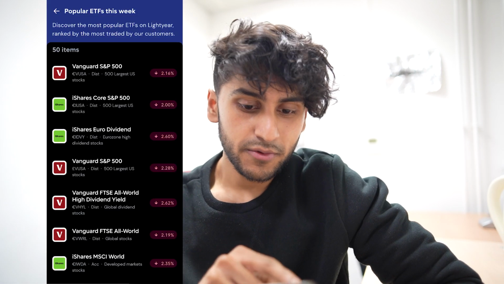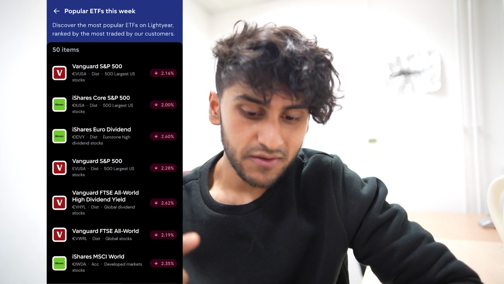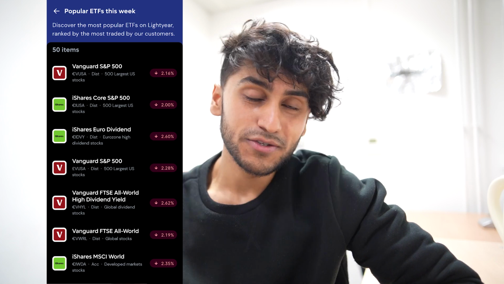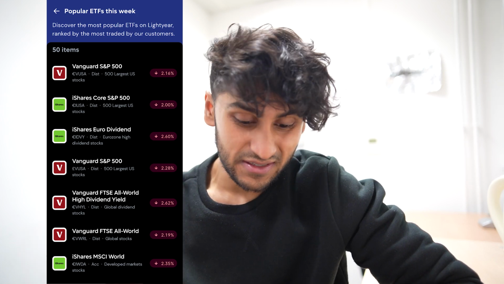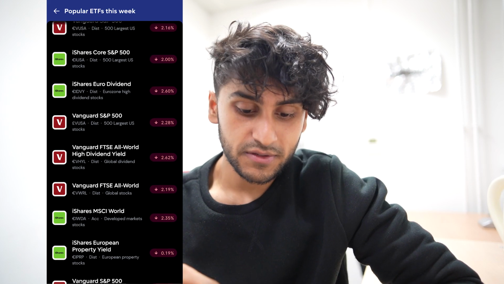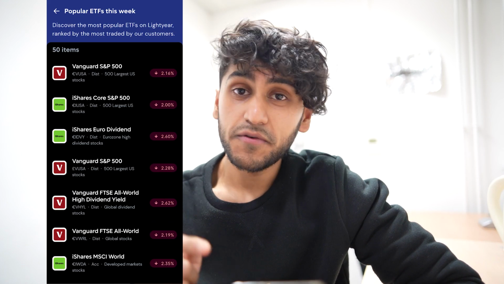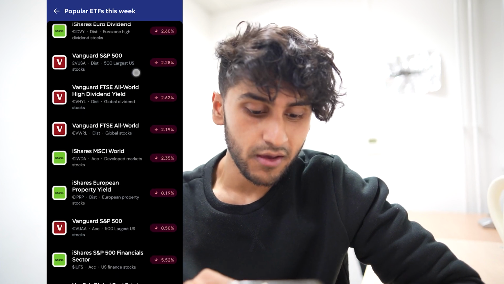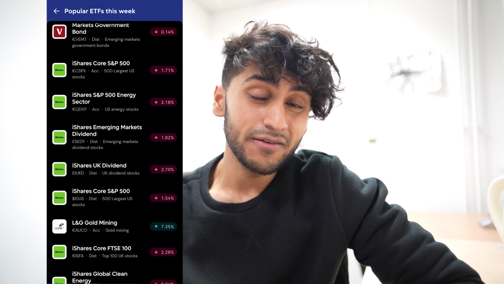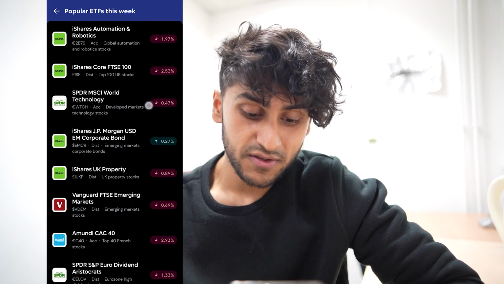Most of these available ETFs, only 50 at the moment, are kind of duplicates. For example, the Vanguard S&P 500 in pounds and in euros. So it looks like it has a lot more ETFs than it actually does. Most of these are actually the S&P 500 in one form or another. We have the FTSE All-World High Dividend Yield, and a few more ETFs. The big players here are Vanguard, iShares, and even VanEck, which I've actually never heard of. But yeah, Lightyear right now does offer some ETFs, so that's really good.